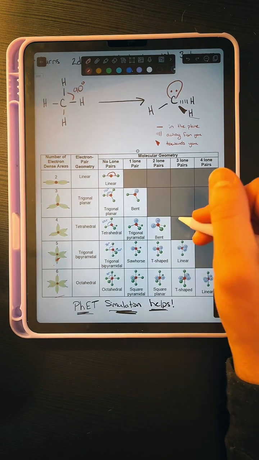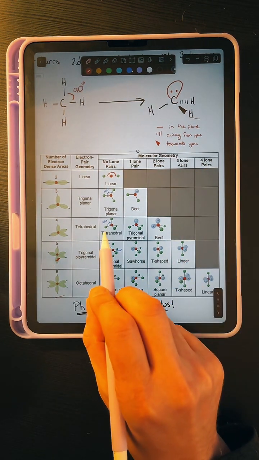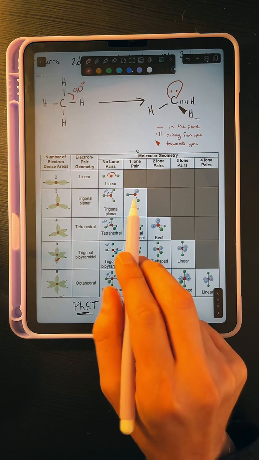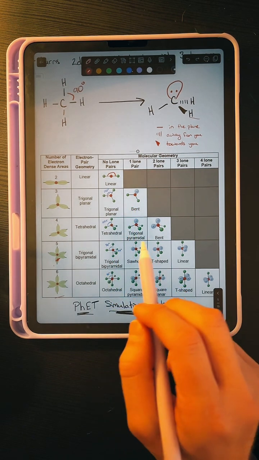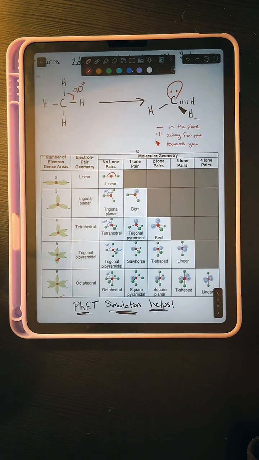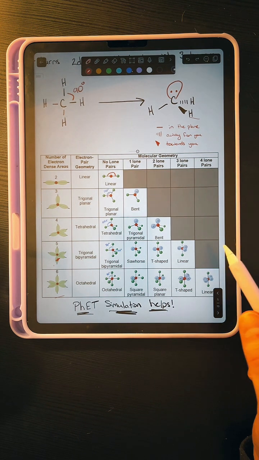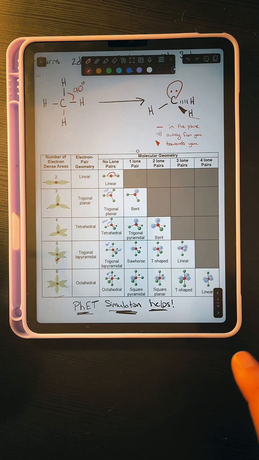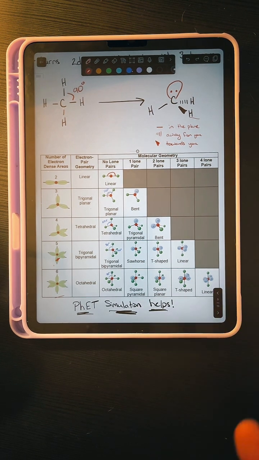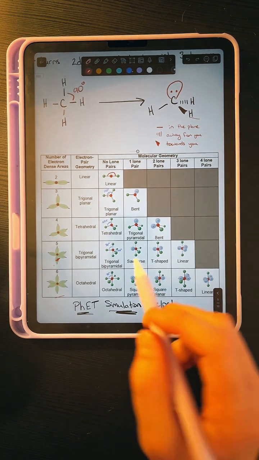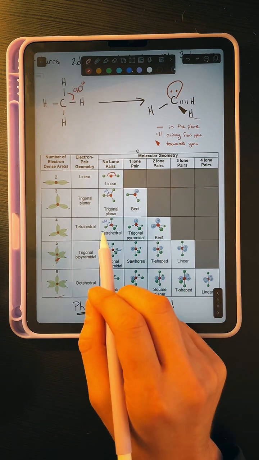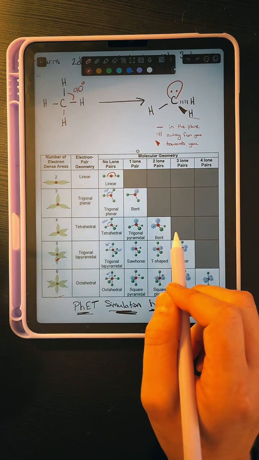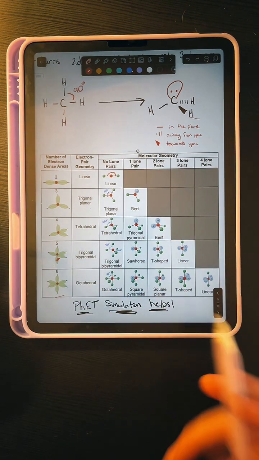Angle for bent, that is less than 109.5 or less than 120. I think some of the readers require you to be specific. I have always just said less than. Typically, it's a range, like 104.5 to 109.5, somewhere around there.